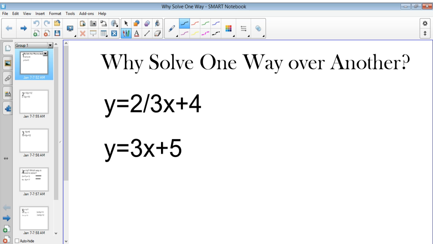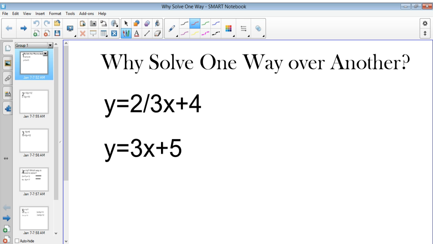The one thing I will say is I don't really recommend you solving a lot of these, or really any of these, unless we tell you to, by graphing, because if it doesn't intersect at an integer location with the coordinates, you're not really going to be able to approximate what it is.